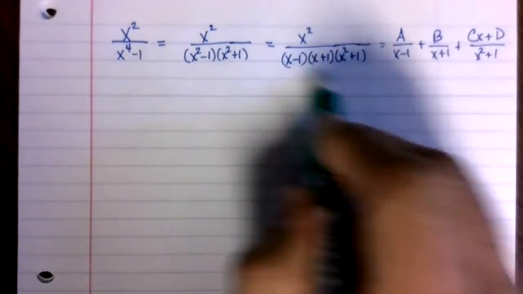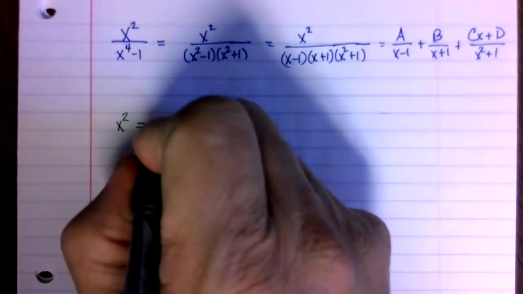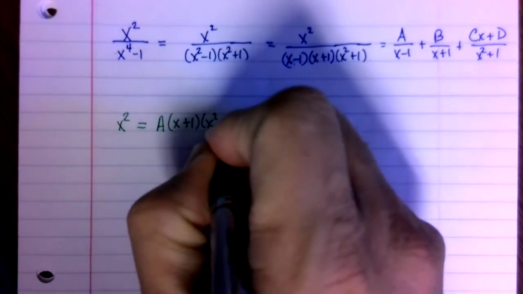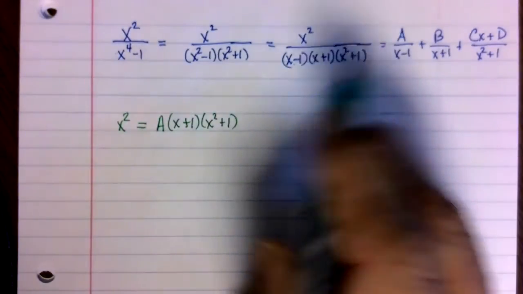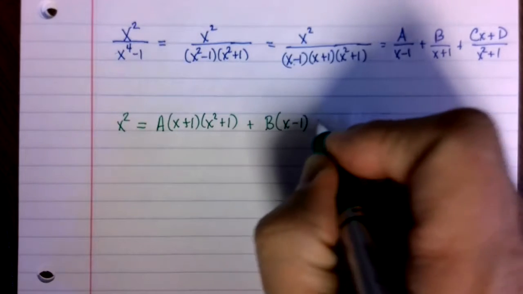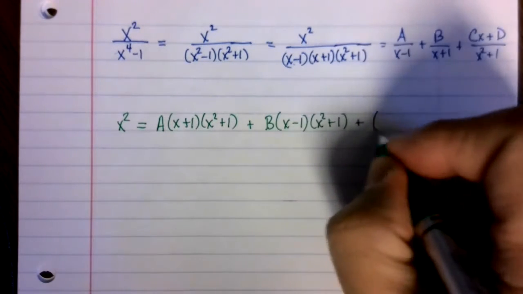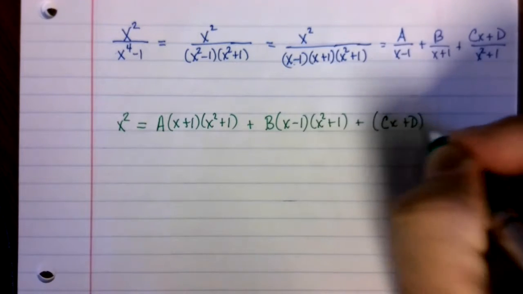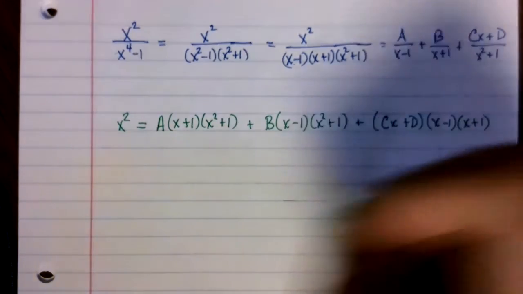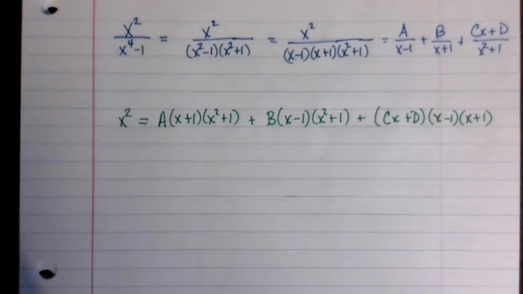So if I multiply through by the denominator, on the left side I'll have x squared. On the right side I'll have A times (x plus 1)(x squared plus 1). The x minus 1 would cancel. Then I would have B times (x minus 1)(x squared plus 1). The x plus 1 cancels. And then last, (Cx plus D) times (x minus 1)(x plus 1).